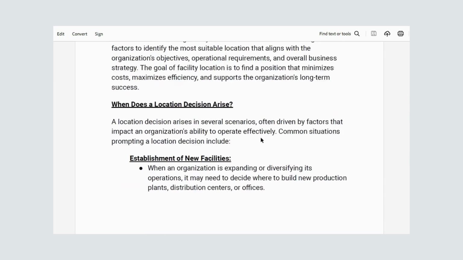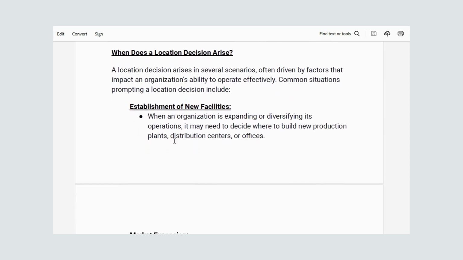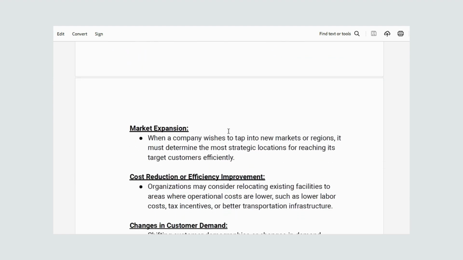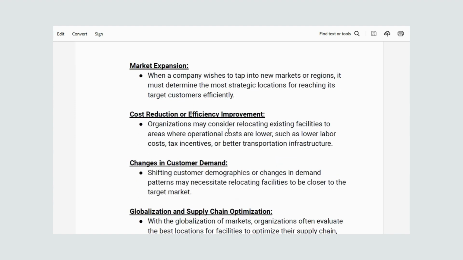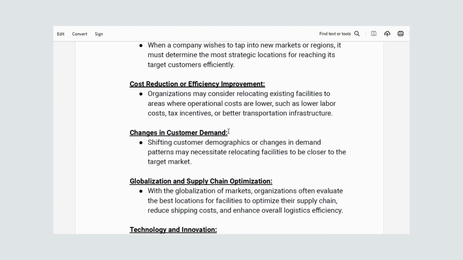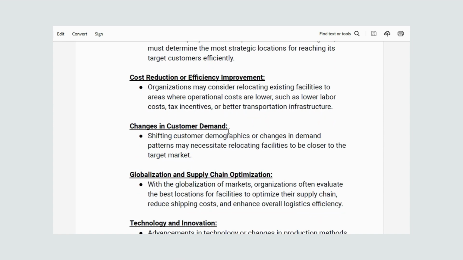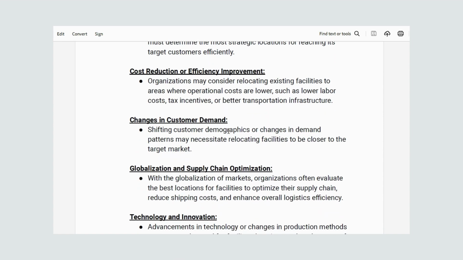Okay, so when does a location decision arise? When there is a need for the establishment of a new facility, when an organization needs to expand its operations, or when it decides to build a new production plant, it needs to decide on a location. And when the organization is looking for expansion, the company determines the most strategic location for reaching its target customers efficiently. It also helps in cost reduction, efficiency improvement, and in adapting according to customer demand.